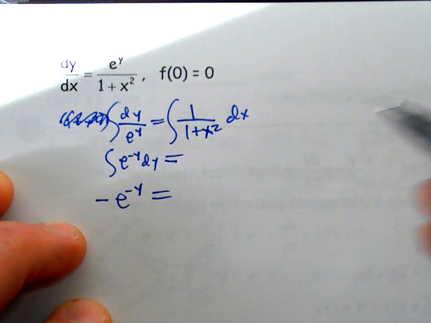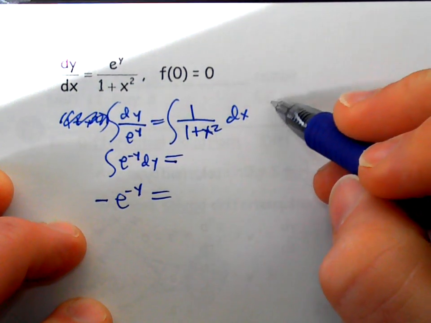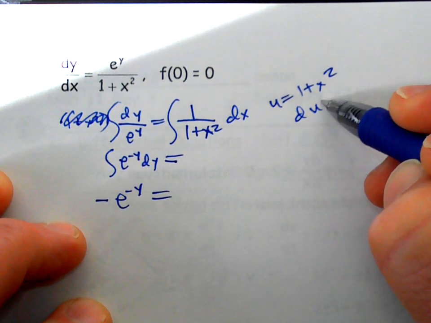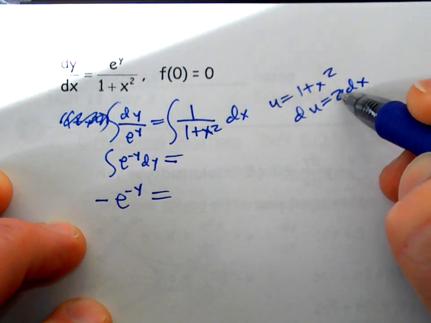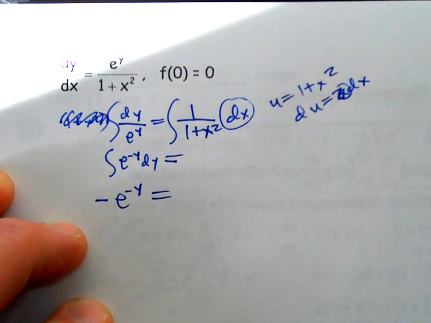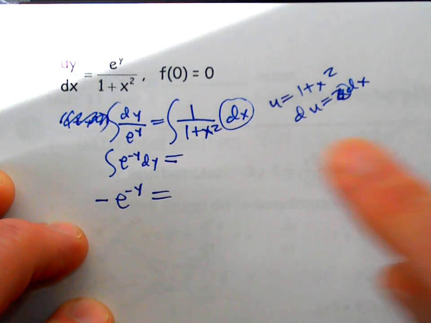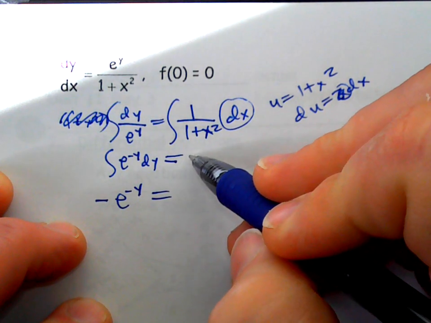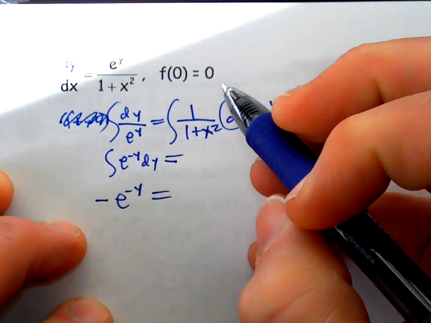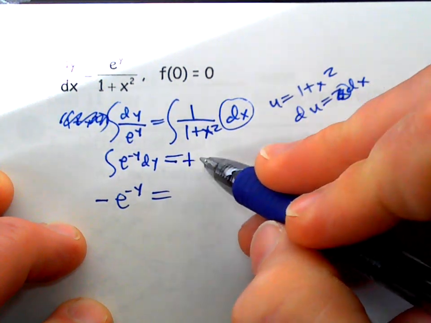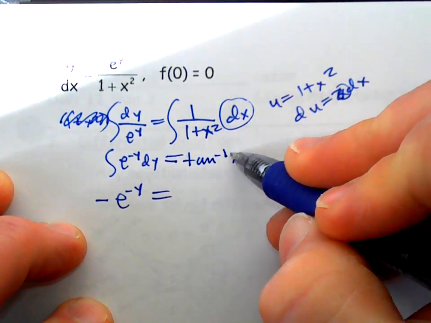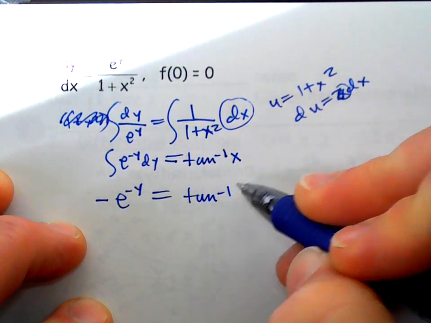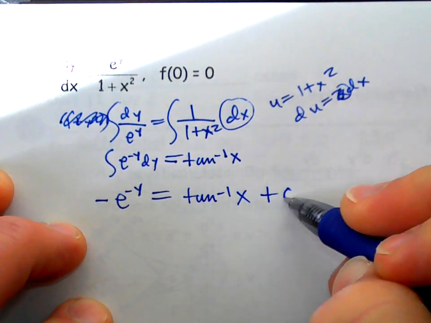Now, the right side, you might be like, oh my goodness, this is hard. You could try u substitution. And du equals 2x dx. That's no good because it has an x and we just want dx. This is one of those special rules that you got to know. That's inverse tangent. So inverse tangent of x. We just got to memorize it. So it's inverse tangent of x plus c.